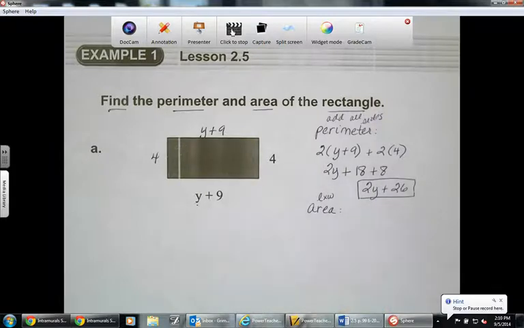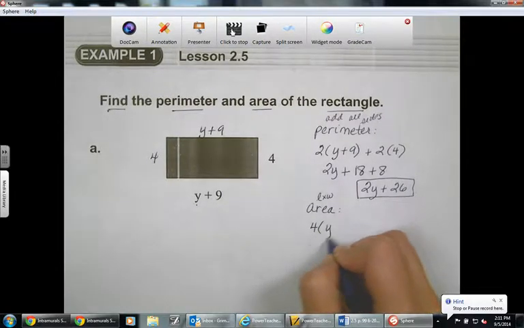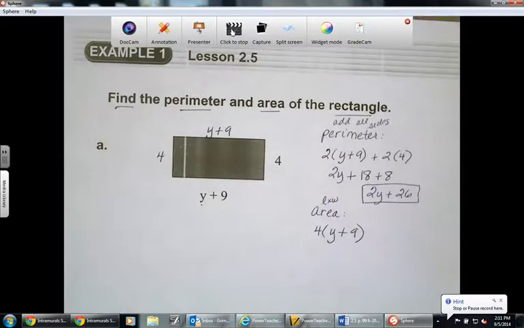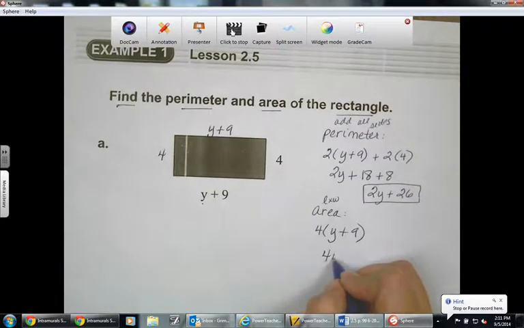Okay, does anybody know how we would set up the area problem? What that would look like? Max? 4 parentheses y plus 9. Genius. All right, that's it, because we're taking length times width. And then now I need to distribute. So 4 times y is 4y, and 4 times 9 is 36. Bingo, bango. Got it. Okay?